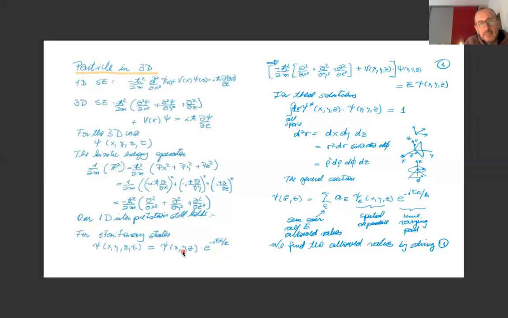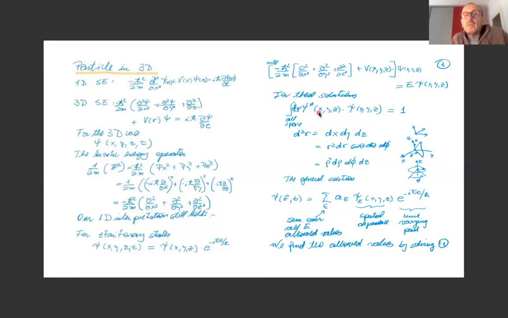If I take this and replace it in this equation, what do I find? I find equation number 1. This here is the Schrödinger equation in 3 dimensions, essentially. Gentlemen, you're seeing it right now. This is quantum mechanics at its best.